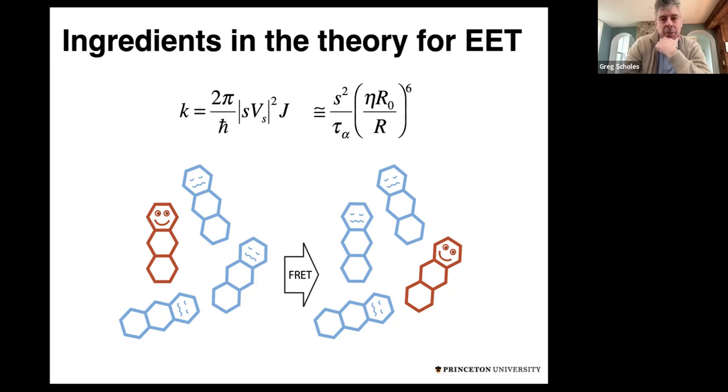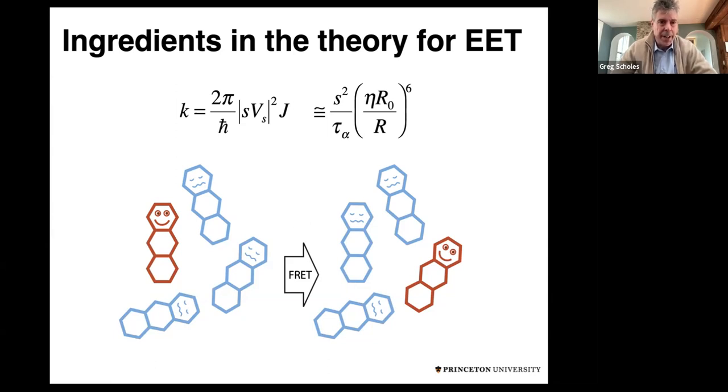Instead, this is a non-radiative process and can be 100% efficient. And the ingredients in the theory, called Förster theory, a theory to predict this, are best seen on the left side of the equation here, which is obviously a Fermi golden rule type equation. And apart from the constants at the front, there's two ingredients. One is electronic coupling. It's the modulus squared part.